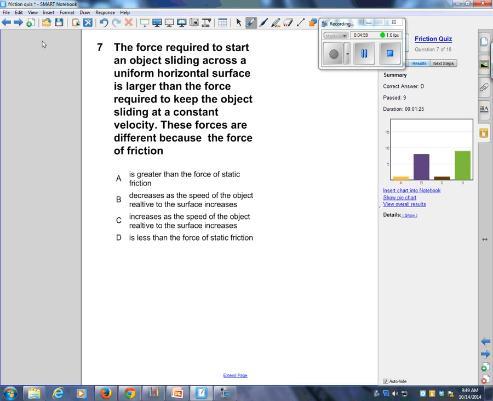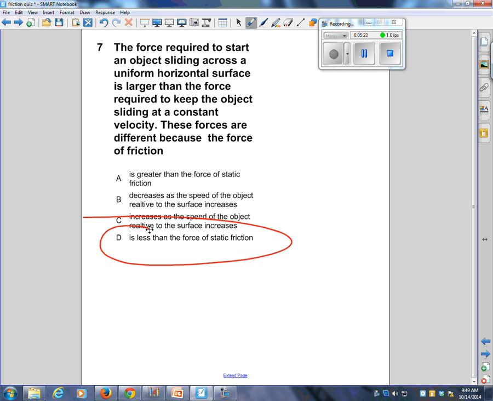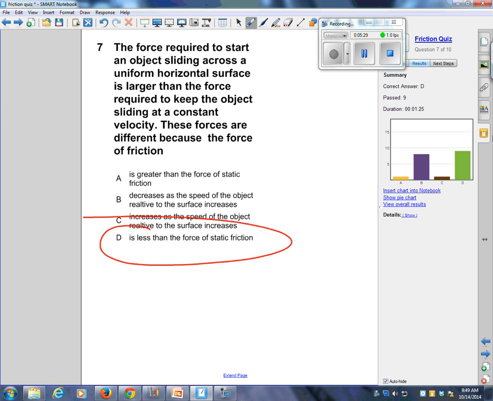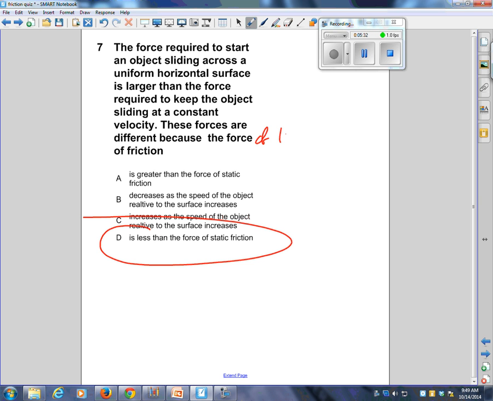Number 7, the force required to start an object sliding across a uniform horizontal surface is larger than the force required to keep the object sliding at a constant velocity. These forces are different because the force of kinetic friction is greater than the force of static friction, decreases as the speed of the object relative to the surface increases, increases as the speed of the object relative to the surface increases, or is less than the force of static friction. Yes, kinetic is always less than or equal to. Correct answer is D, less than or equal to. I should probably have the word kinetic in there, right? In the description.